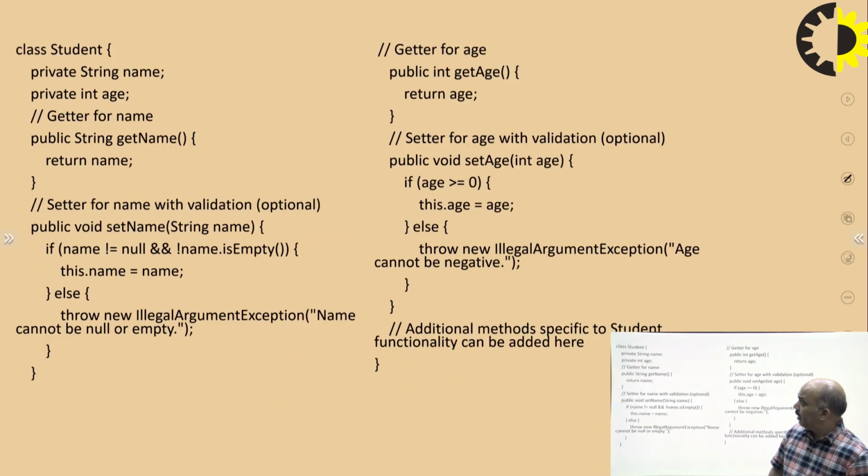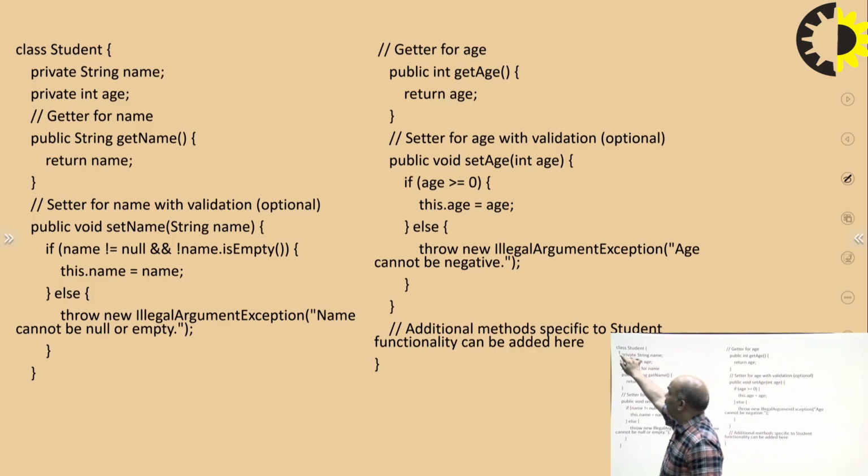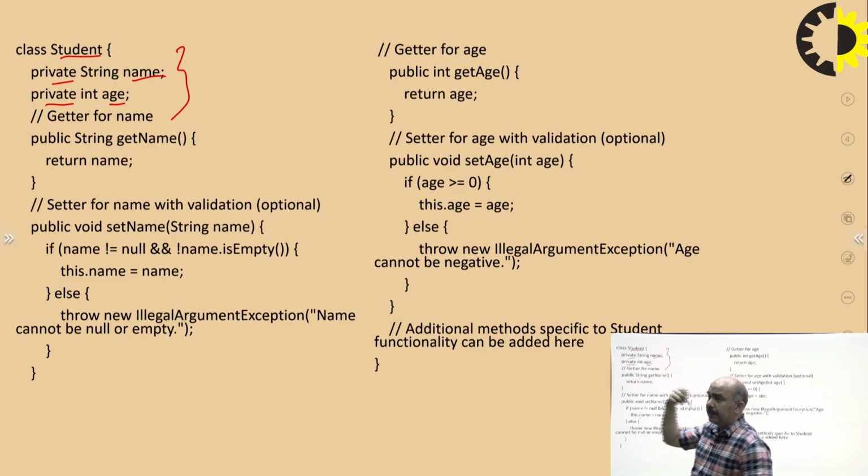So this is an example. Here we create a class Student, in which we have created two private variables, that is name and age. Now these are private, so outside this class, another class cannot access those variables, and they have to get the values with the help of getters and setters.